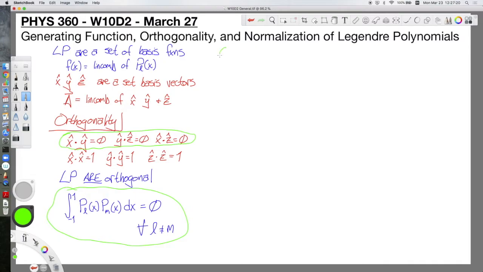So, as a corollary to this, since any polynomial can be written as a linear combination of Legendre polynomials, this means if we take the integral from -1 to 1 of P_L of x times any polynomial whose largest power or degree is less than L, over x, we get 0.